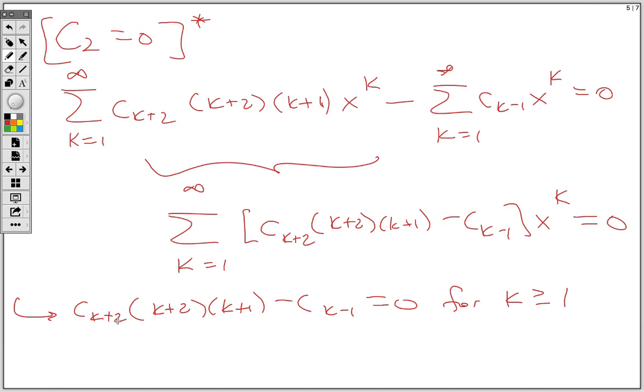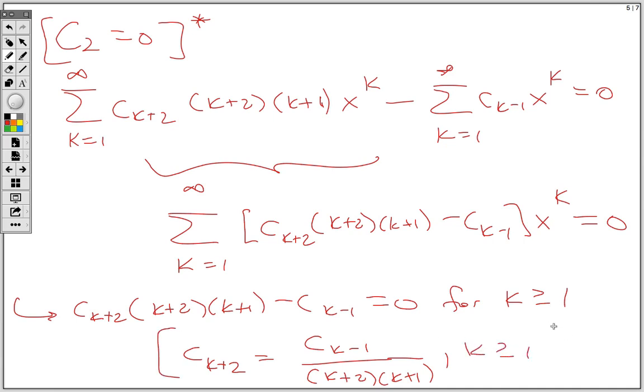And so we typically solve for the one further down the line, and we get this recursion equation. c_{k+2} equals c_{k-1} over (k+2)(k+1) for k bigger than or equal to 1. And notice we don't have to worry about dividing by 0 here, which in later examples could become an issue.